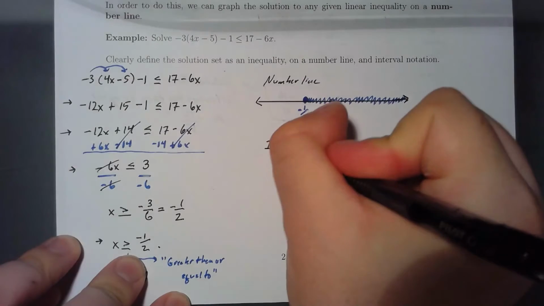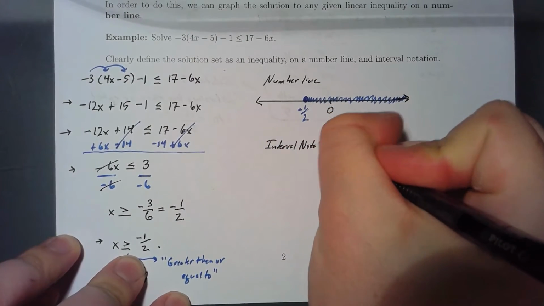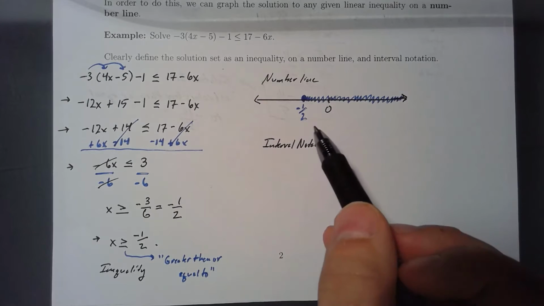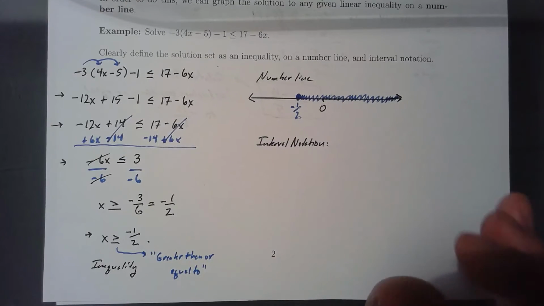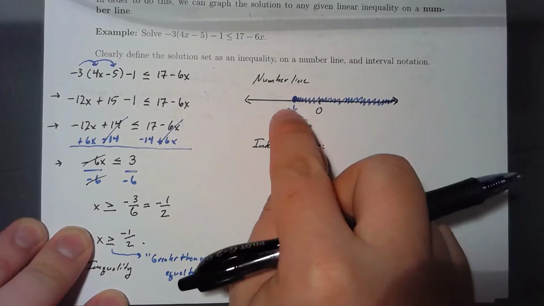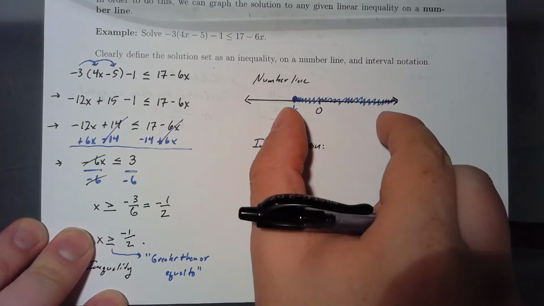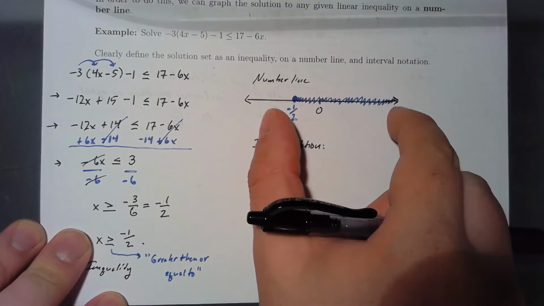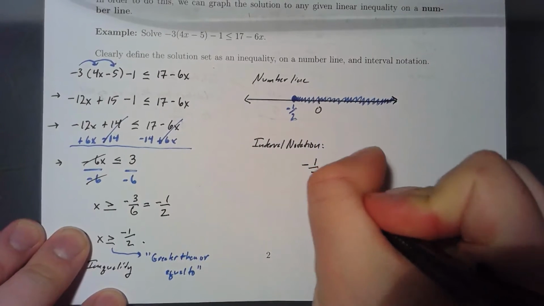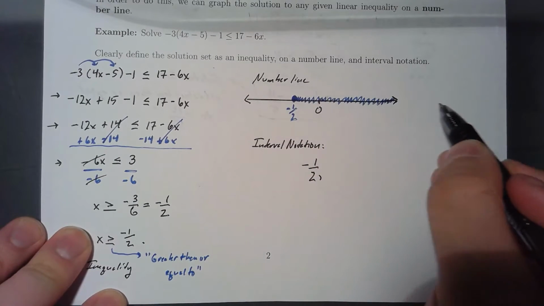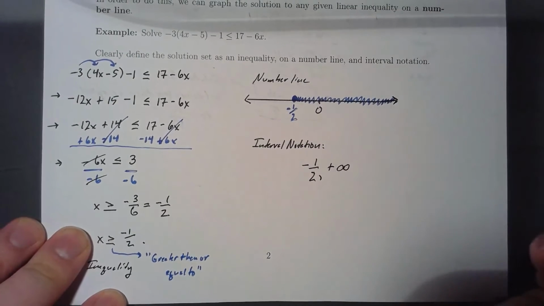So the interval notation. When you describe an inequality in interval notation, you always start with the smallest value. I want to sketch this shaded region as an interval. So I always start with the smallest value on the interval, comma, largest value on the interval. So the smallest value on this is negative 1/2, comma. Now the largest value is what? Well, this keeps going to the right forever and ever. So it's going to go to positive infinity.